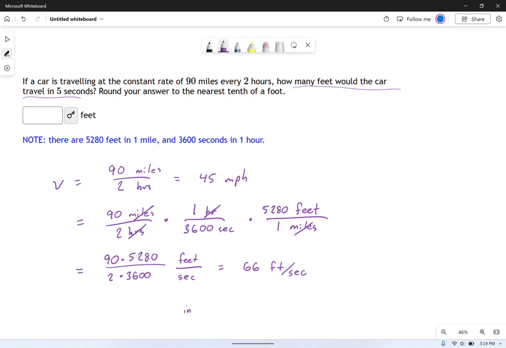So we say in 5 seconds, the car goes 66 feet per second times 5 seconds. So that feels like about 330.